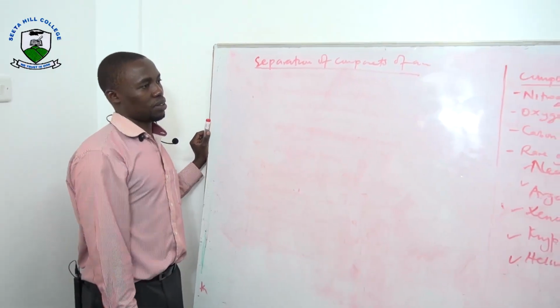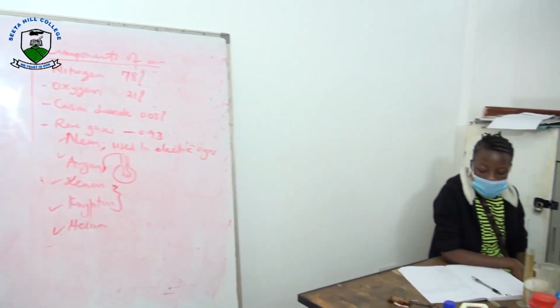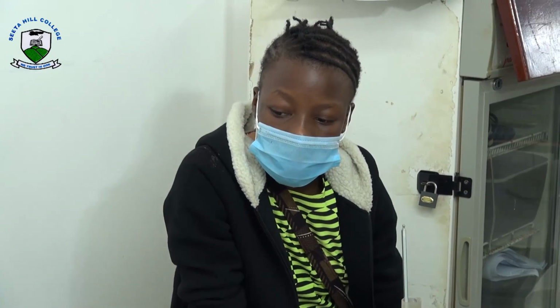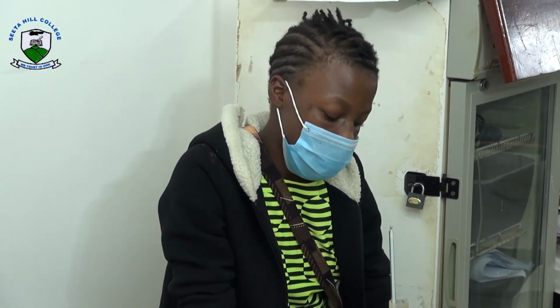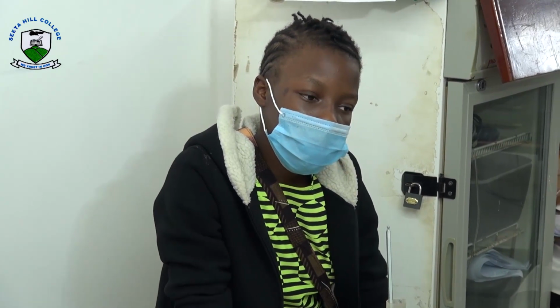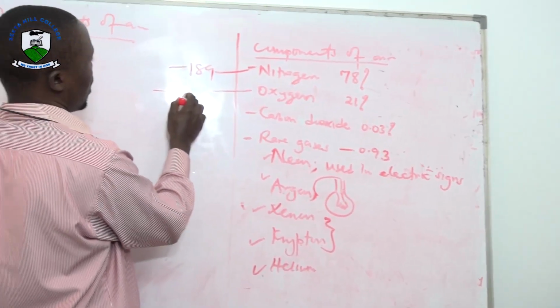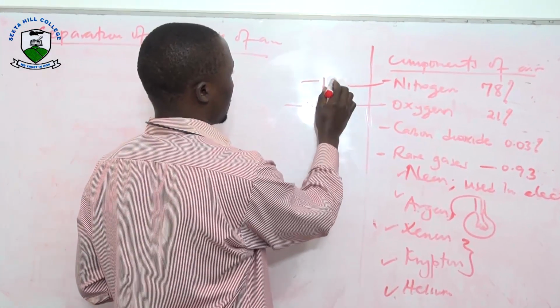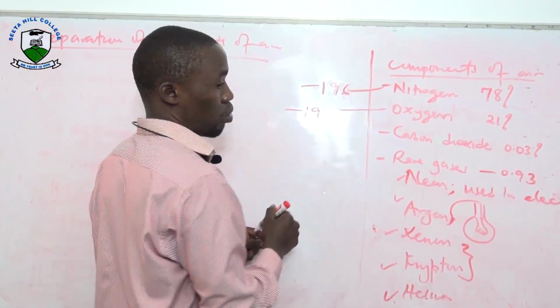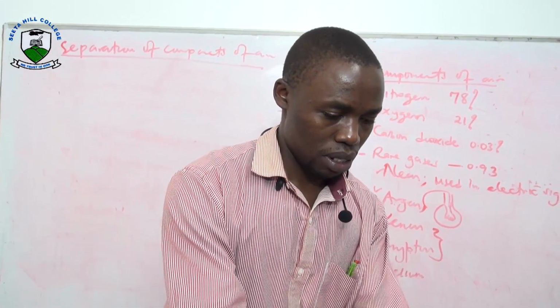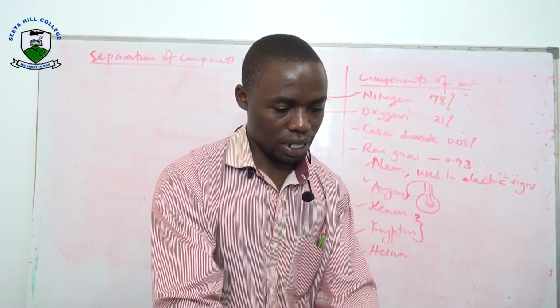We separate air using fractional distillation. This is because fractional distillation is used to separate substances with different boiling points. That means these gaseous components have different boiling points. See, indeed nitrogen boils at negative 189, oxygen boils at 196. You have that table. Let me give you that chart for separating so that you will quote for me the correct figures here.